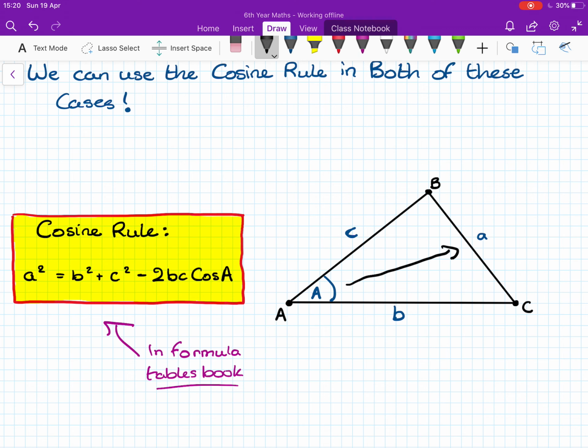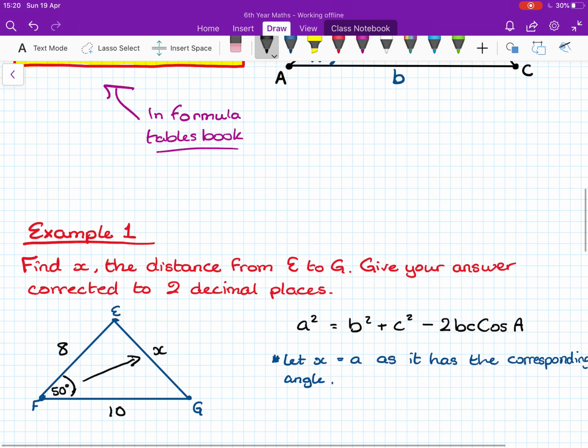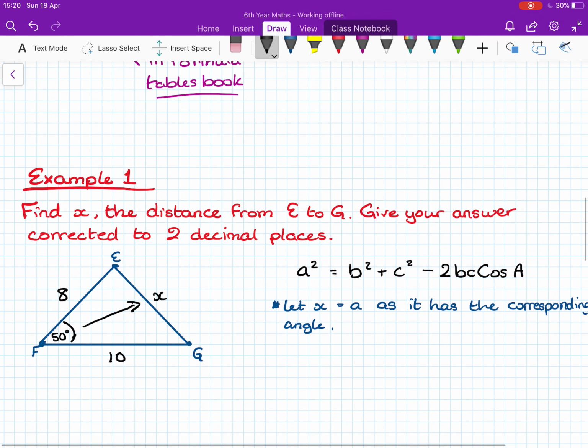The other two sides, b and c, in this case, it doesn't matter which one is which. The a is the important one that we need to be able to differentiate, just because of the way the formula is. So for our first example, this is the first case where we are given two sides and the angle in between, and we're looking for that third side.